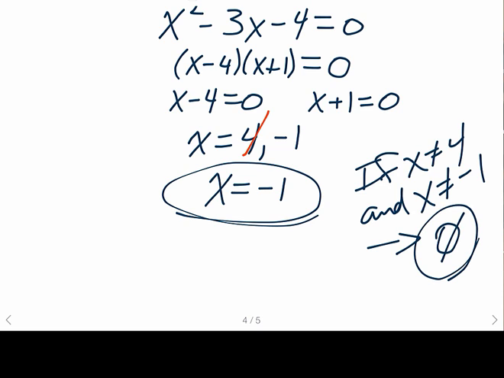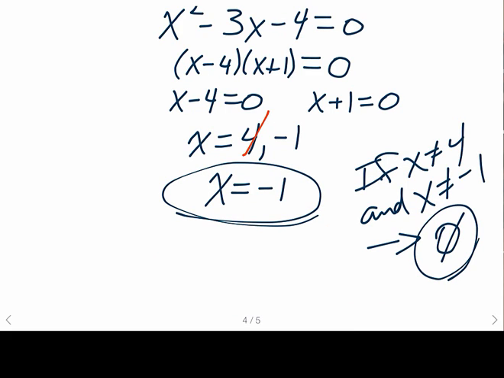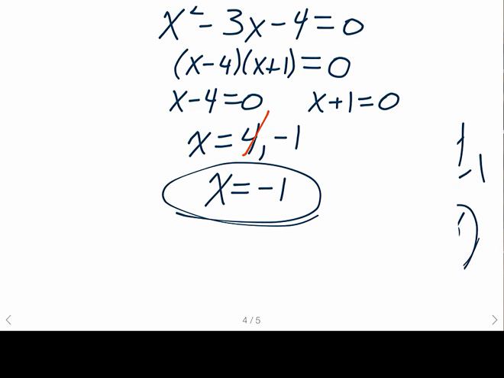This also could have potentially happened in the previous example. Moving back a screen, we ended up with 1 plus 1 equals 2, which we wrote as all real numbers. If we ended up with 1 plus 1 equals 3, then that being a false statement would have also led us to conclude that there was no solution. So the things that you knew about false statements leading to no solutions are still true, and now we pick up the added bonus: if the only solution that you have is illegal, then you don't have a solution.